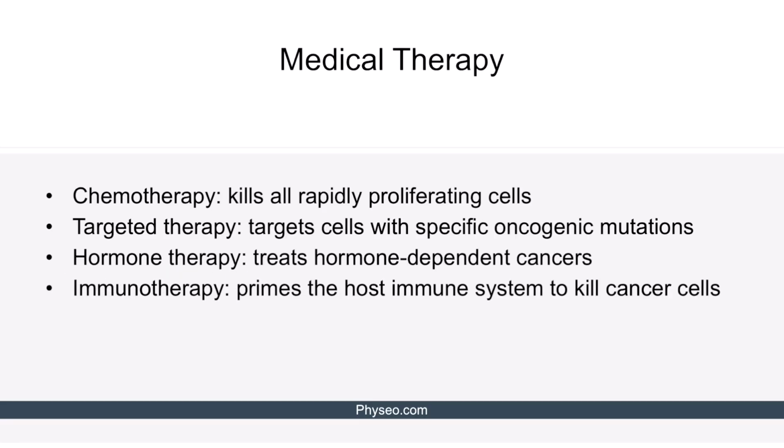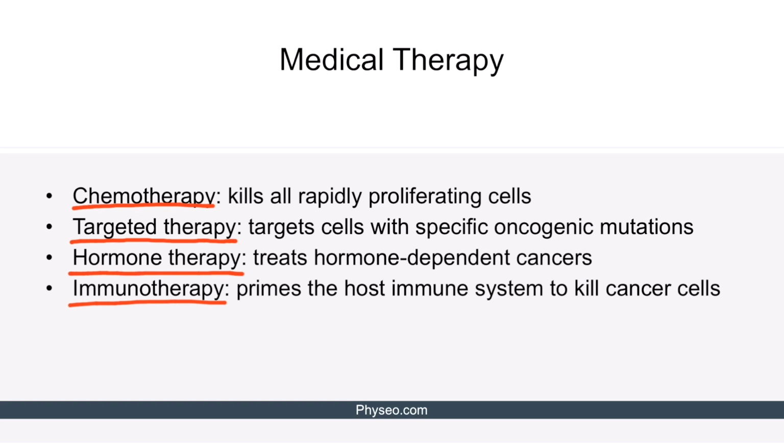Generally speaking, there are four primary types of medical therapy for cancer. There's chemotherapy. That's probably the most common one that most people have heard of. Then there's targeted therapy, there's hormone therapy, and there's immunotherapy. Chemotherapy effectively kills all rapidly proliferating cells, which includes cancer cells, but also includes other rapidly proliferating cells, such as hair cells or epithelial cells.